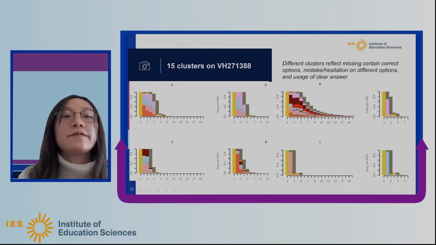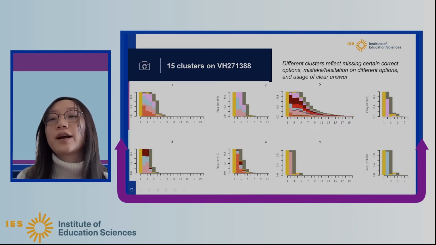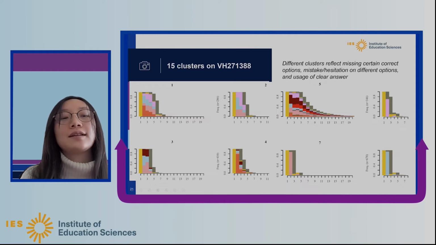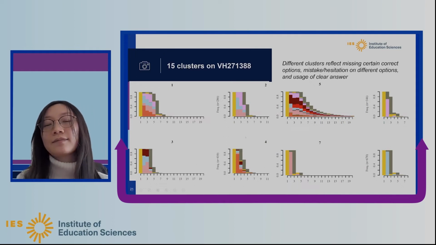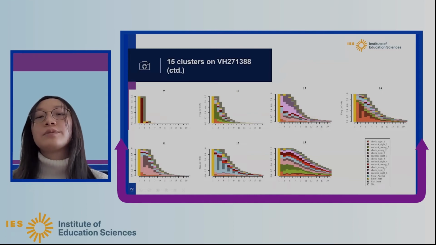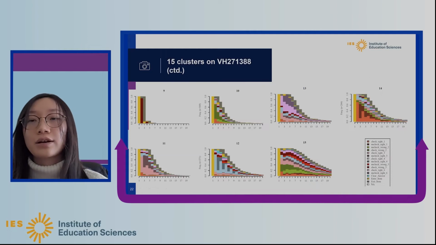Cluster one are individuals who selected correctly all four correct options out of the six. Cluster two missed one of the correct options. These other clusters also missed some of the correct answers. And for cluster three, they selected one of the incorrect answers. And later on, we have clusters where people might be alternating between different choices and deciding whether I should check this one or uncheck this one.